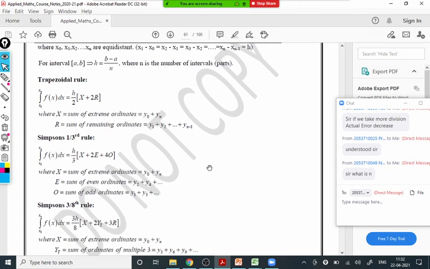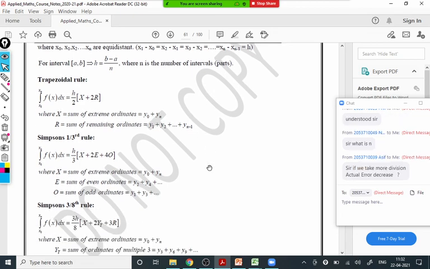So the PDF is with you; the formulas you can write at any time. Yes, Asif, you are correct. If we take more divisions, the error will decrease. Obviously, whenever we increase n, the error will decrease.